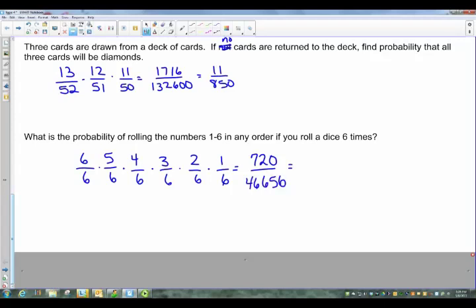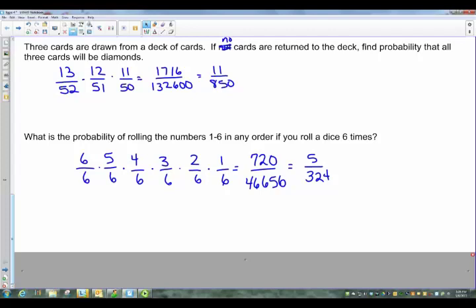And then we simplify this down. And when you do that, oops, I got the wrong thing here, so give me 1 second. When you simplify this down all the way, you end up with 5 out of 324, and there's your final answer. So basically what this says is if you roll the dice 324 times through this 6 roll cycle, 5 of those times you should get the numbers 1 through 6.